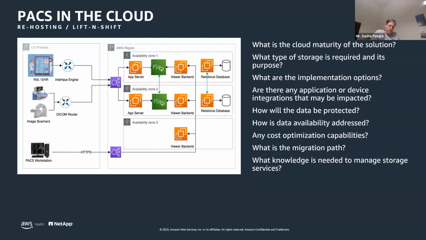So sticking with the FSx ONTAP example, it has the property to support the performance requirements needed to serve out images, whether the images need to be written or read from this particular PACS solution. But it also has capabilities to lifecycle images into a capacity tier, a lower cost tier, based on some simple configurations that are native to the ONTAP storage file system.